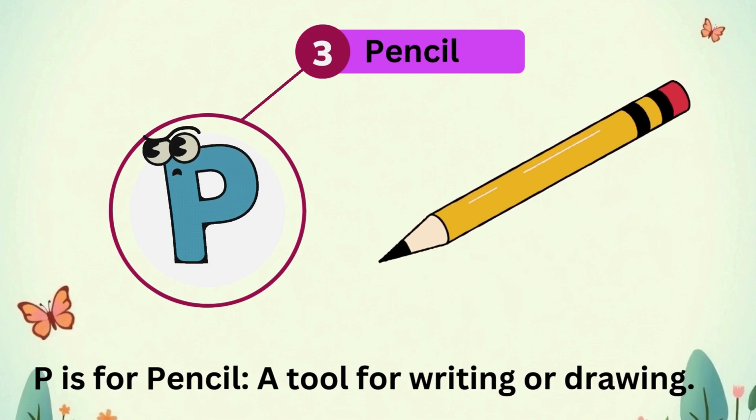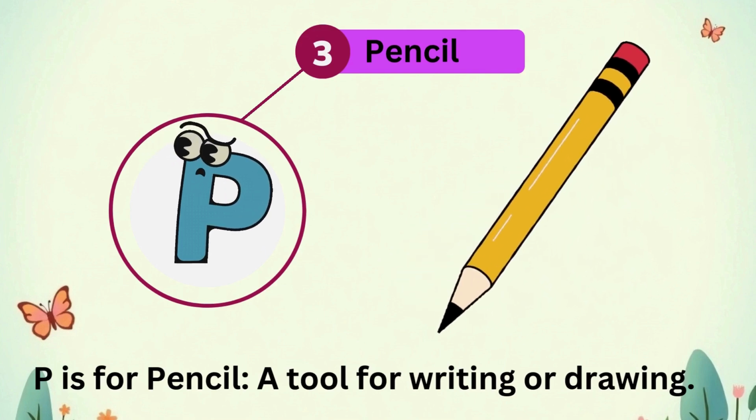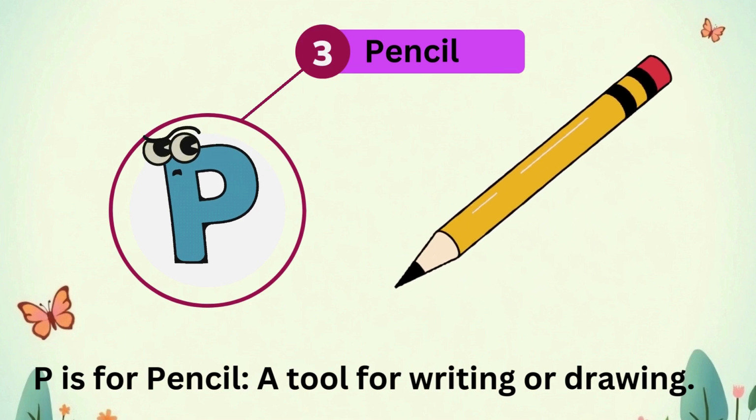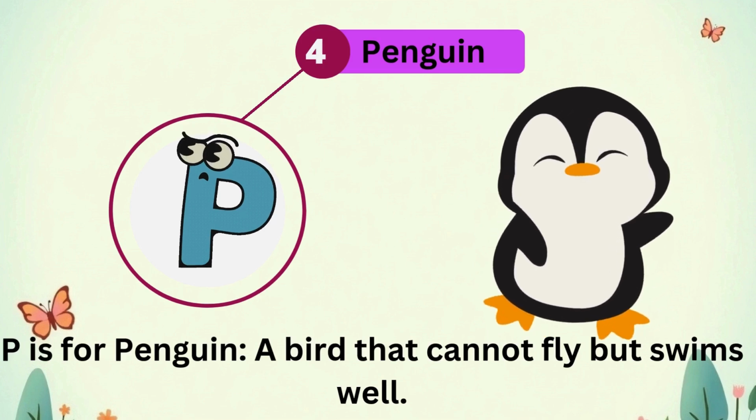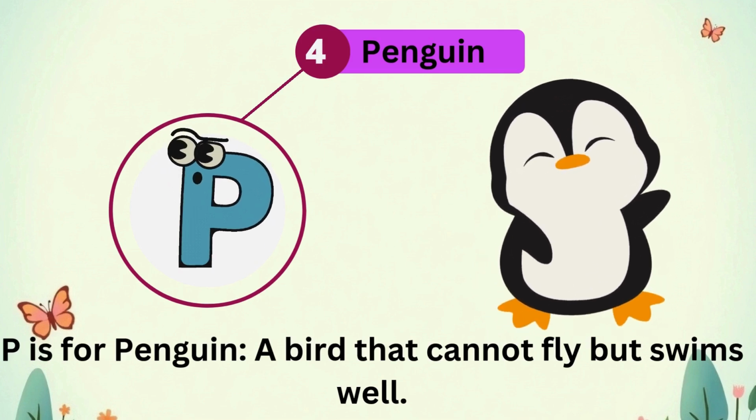P is for pencil, a tool for writing or drawing. P is for penguin, a bird that cannot fly but swims well.